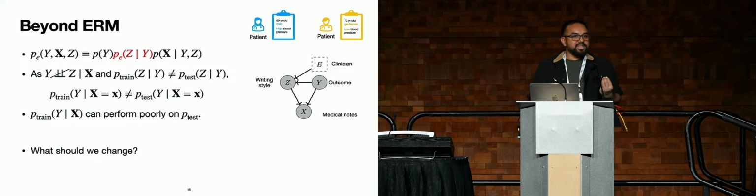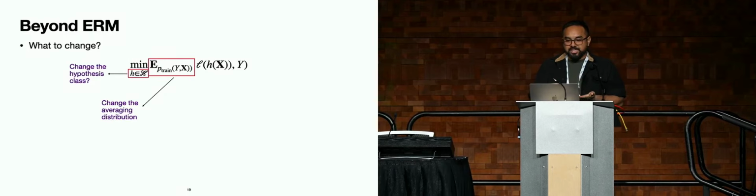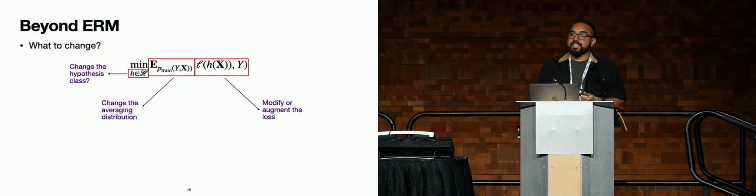So what can we do about this? Our model is picking up on some nuisance features, and we want to make this not be the case. So let's go back to the objective. We have three paths that we can change here. We can change the architecture. We can change the distribution with which we're taking the expectations and averaging the loss over, or we can change the loss function itself.